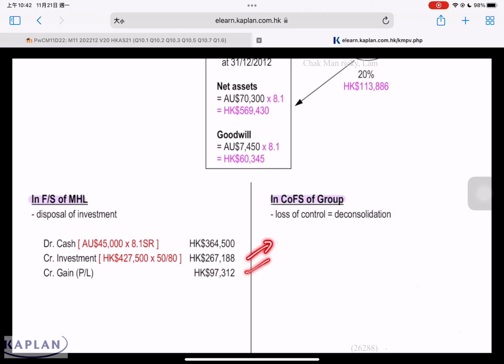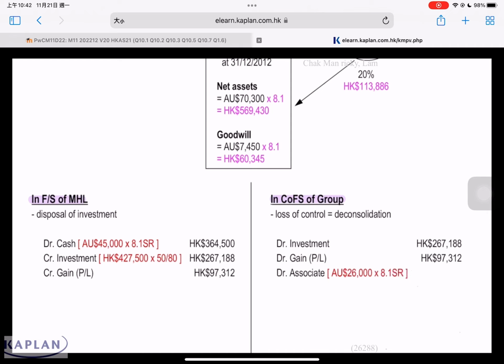We must reverse these two amounts because at the company level it's a disposal of investment, at group level it's not a disposal of investment, it's a loss of control. Debit back the investment 267,188. Reverse the gain on disposal of investment 97,312. Assuming for the remaining 30% we still have significant influence, debit associate. And this must be recorded at fair value. I've given you the fair value, which is 26. Apply the spot rate 8.1. Associate is equal to 210,600.